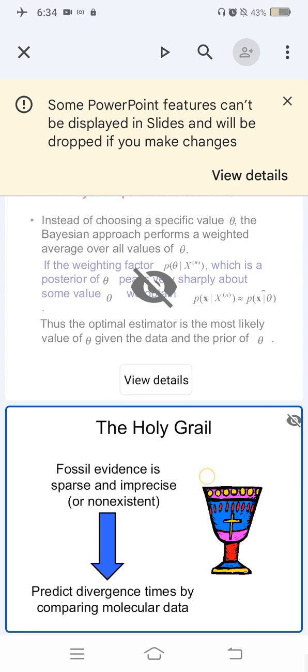The holy grail: fossil evidence is sparse and imprecise or non-existent. Predict divergence times by comparing molecular data.